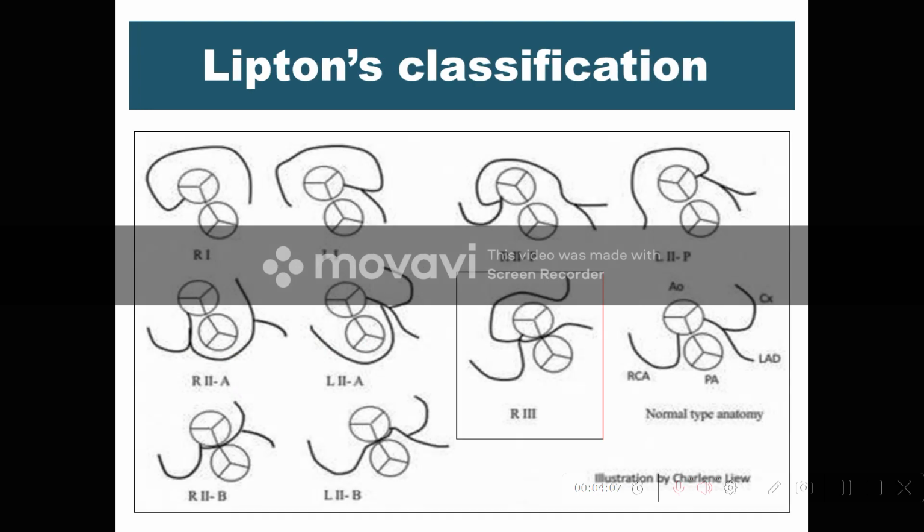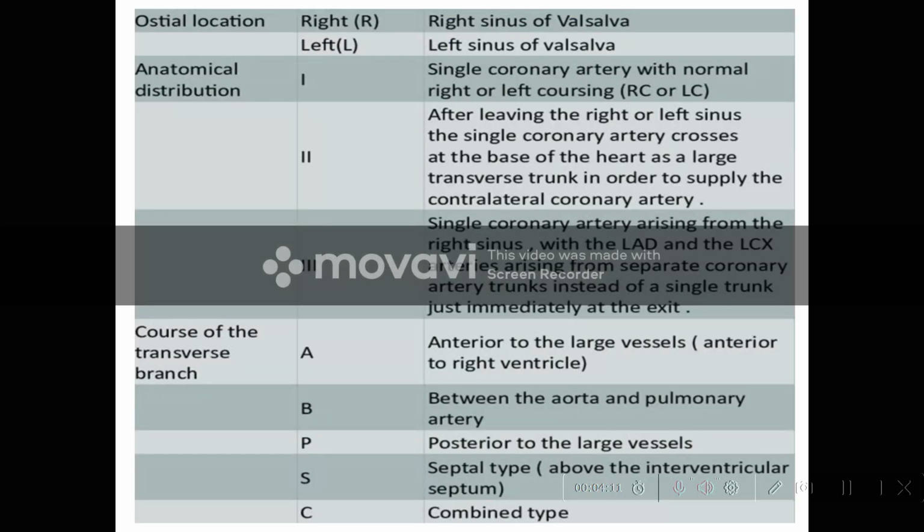There is a well-known Lipton classification of this anomaly, which depends on three main parameters: the ostial location, which is right or left from the sinus of Valsalva, the anatomical distribution of the single coronary artery, and the course of the transverse branch, either anterior to the great vessels, posterior to the great vessels, in between the aorta and the pulmonary artery, or in a septal course, or combined.